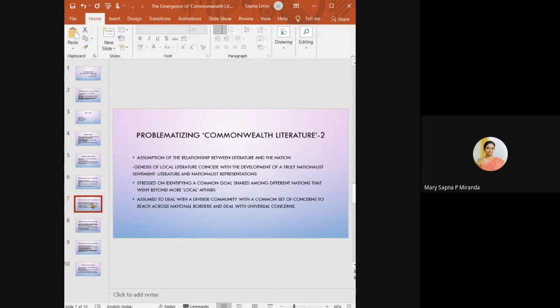But there are fallacies. Whatever these critics thought actually is not the truth. It was only a very limited way of understanding by these early critics. They stressed identifying a common goal shared among different nations that went beyond mere local affairs. So these critics were trying to read the literature from these Commonwealth countries looking for universality and timelessness.